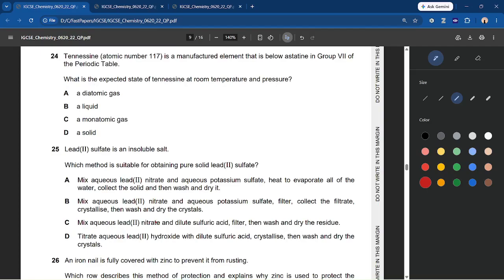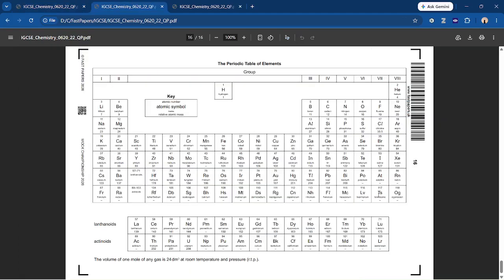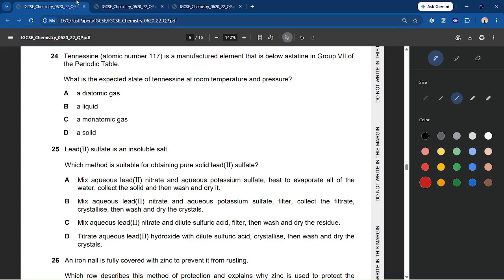24, tennessine, atomic number 117, is a manufactured element that is below astatine in group 7 of the periodic table. So if you look at astatine, it's over here. We know that for group 7 elements, their melting point increases down the group. So this is going to be a solid.